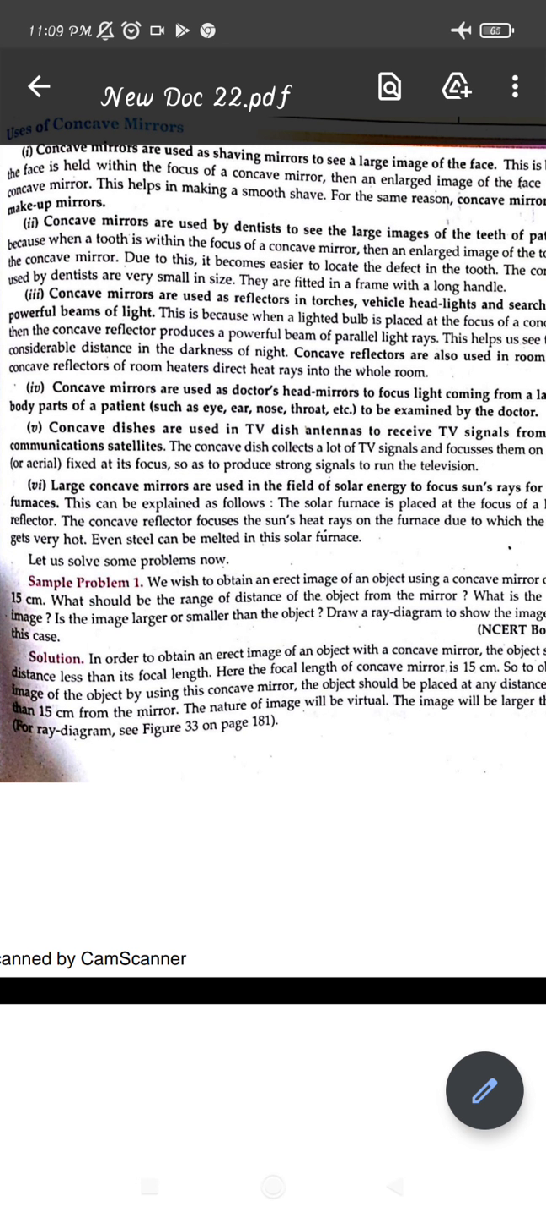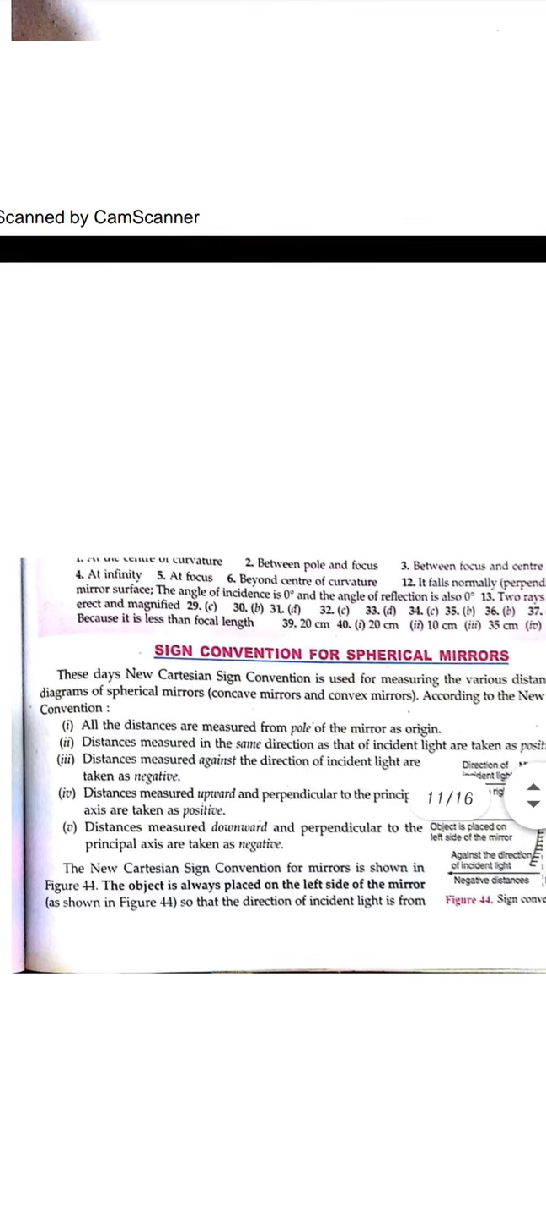Similarly, large concave mirrors are used in the field of solar energy to focus sun rays. They are used in solar furnaces, and the reflector is kept so that the furnace gets very hot and the reflected rays can get into the reflecting surface. So these are the points where the concave mirrors are used.